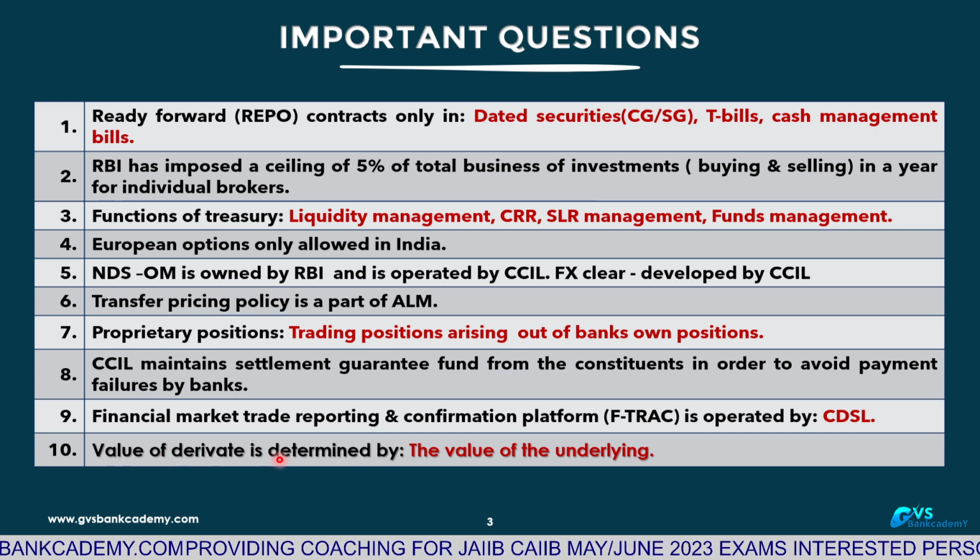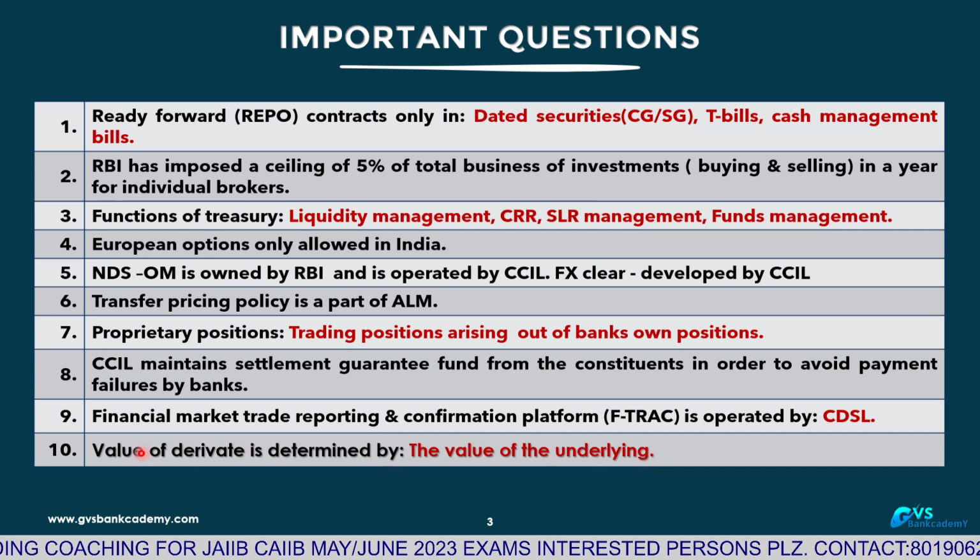The value of a derivative is determined by the value of the underlying. The derivative definition has 3 points. Value depends upon the underlying. Derivative settlement is at a future date. Initial investment in a derivative is nominal or negligible. This is the derivative definition. Very, very important.